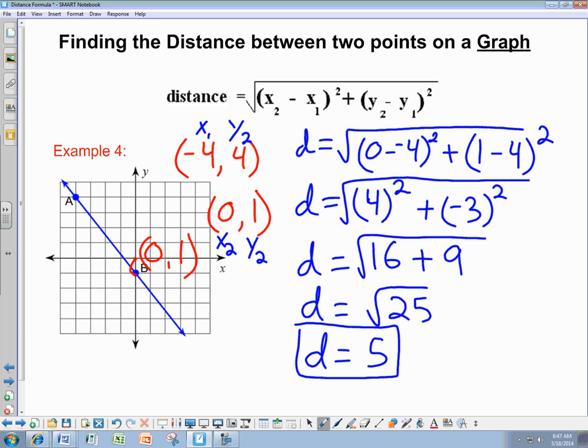All right, so there's two ways that we're going to be using these. You're going to be given 2 points, and you're going to have to find the distance between those 2 points. Or you're going to have to find the location of 2 points from a graph, and then find the distance between those two locations on a graph.